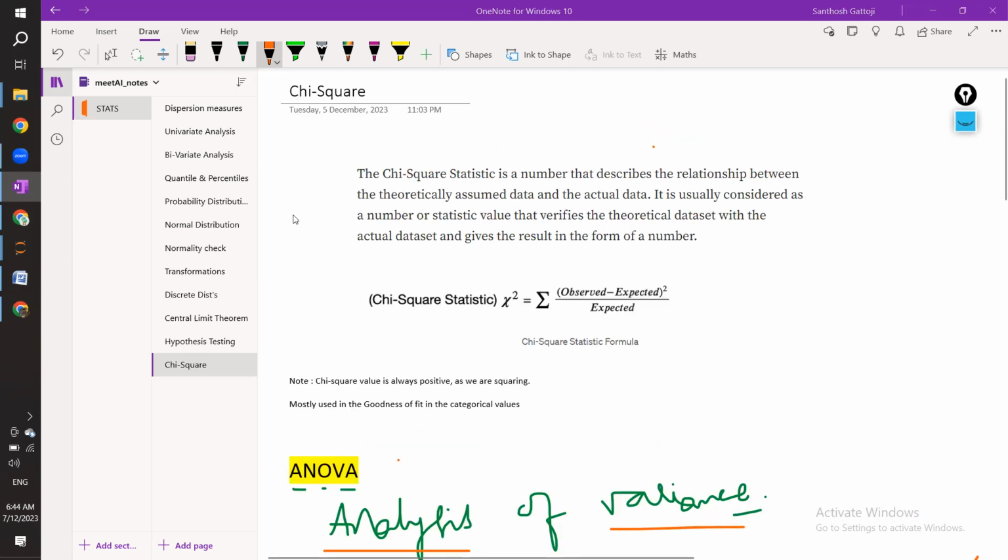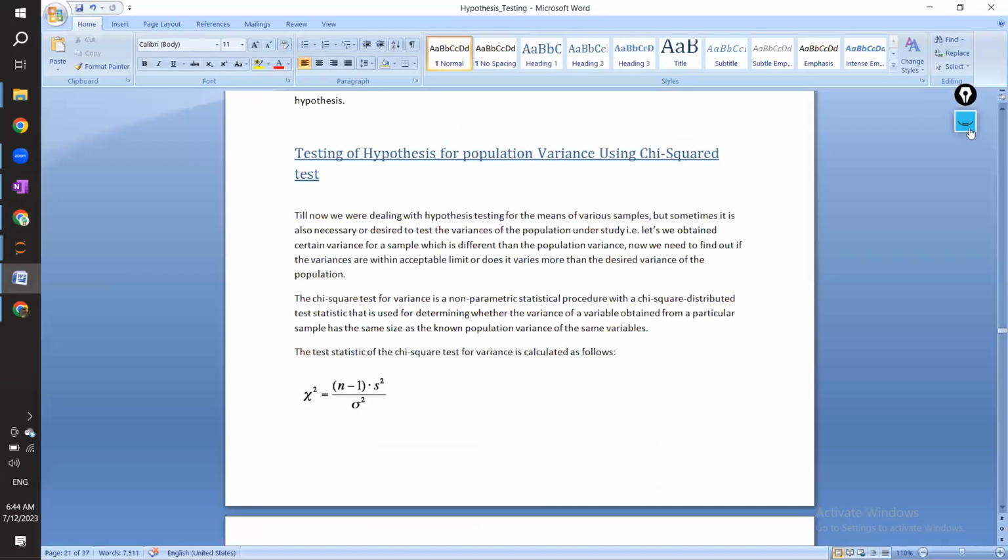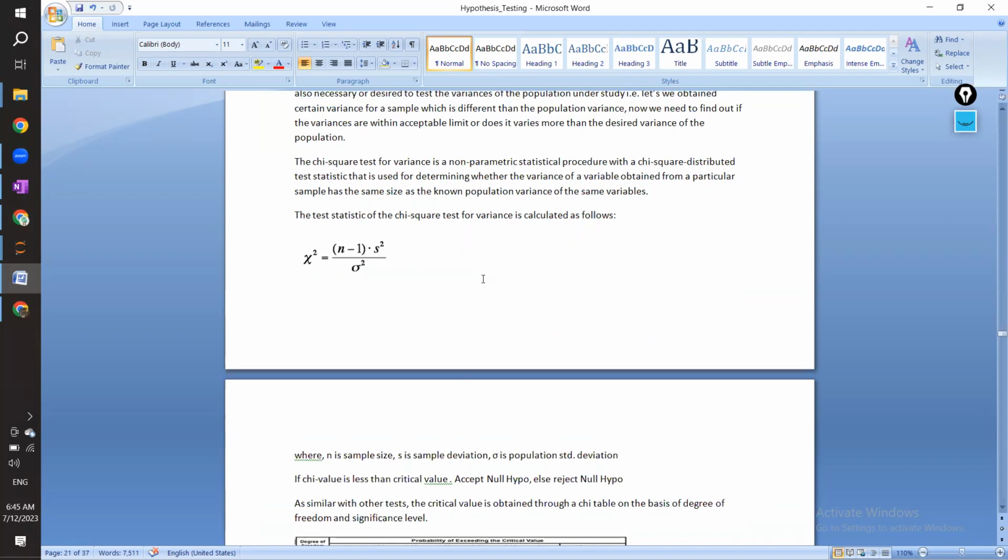First of all, we'll try to understand a few things about the chi-square test. Till now, we have been dealing with hypothesis testing for the means of various samples. But sometimes it is also necessary or desired to test the variances of the population under study. Let's say we obtain a certain variance for a sample which is different from the population variance. Now we need to find out if the variance is within the acceptable limit or not. These are just the definitions; we'll see with an example, then you will understand it in a better way.